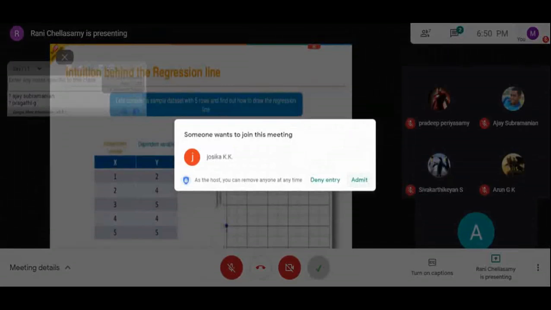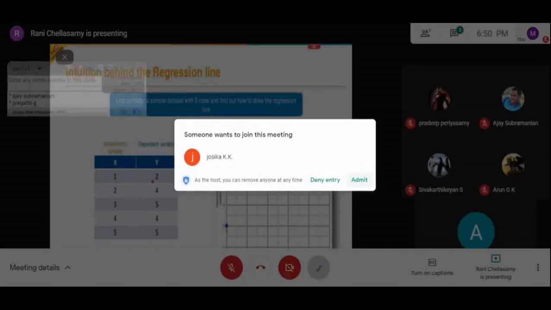Now plot these values: on the x-axis you will have the independent variable, and on the y-axis you will have the dependent variable. So 1 comma 2 is plotted, 1 on x and 2 on y. So the first data point is plotted, and the second one, 2 comma 4, is plotted here. Okay, and the third one is 3 comma 5, 3 on the x-axis and 5 on the y-axis. 3 comma 5 is plotted. 4 comma 4 is plotted here, and 5 comma 5 is plotted here. So with the given x and y values, a graph is drawn between the independent variable and the dependent variable.